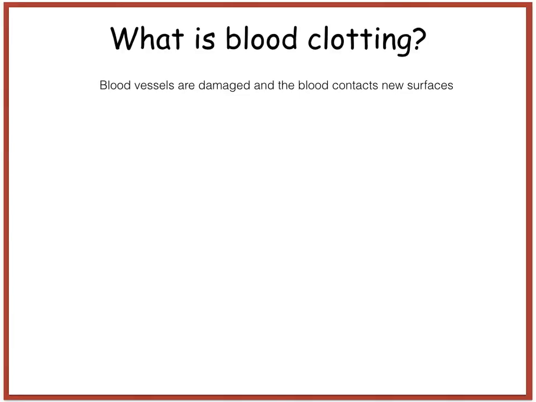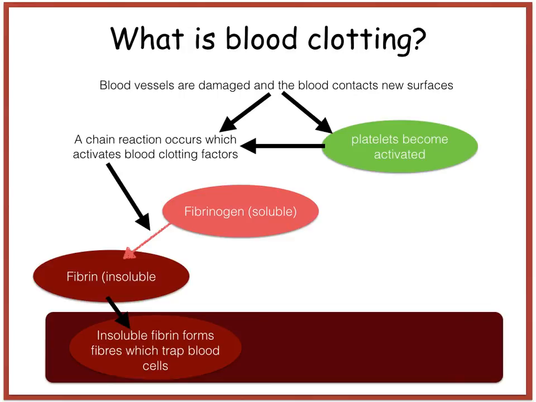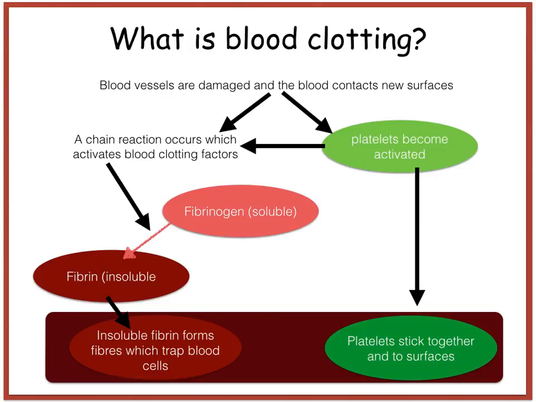Now normally, blood vessel walls are smooth. When a blood vessel is cut, the platelets bump into the rough edges of the cut and react by releasing a chemical. The damaged tissue around the blood vessel also releases chemicals. In the blood plasma, there's a soluble protein called fibrinogen. The chemicals released by the platelets and damaged tissue set off a chain of reactions which cause the fibrinogen to change into fibrin, which is insoluble. The fibrin forms fibers, and these form a mesh across the wound. So red blood cells and platelets get trapped in the tangle of fibrin fibers. And this is how a blood clot is formed.